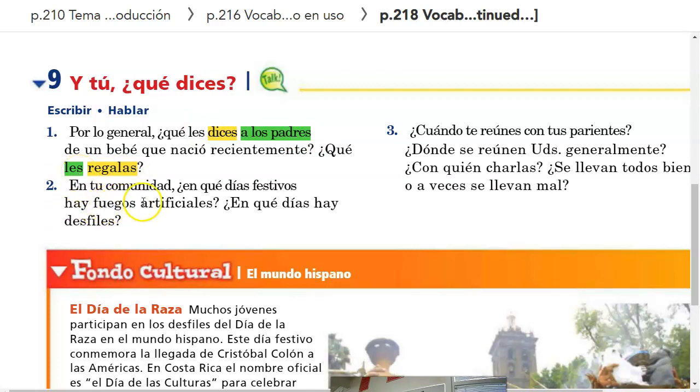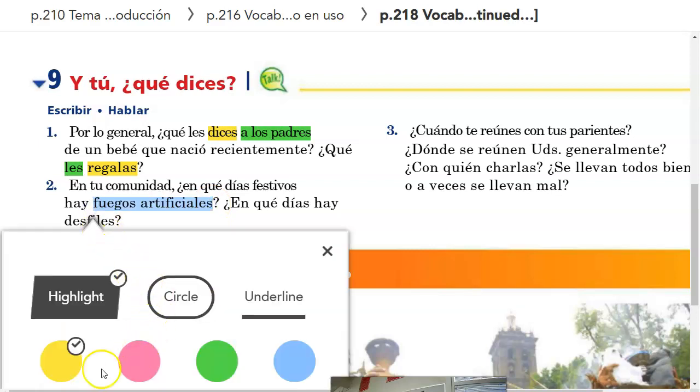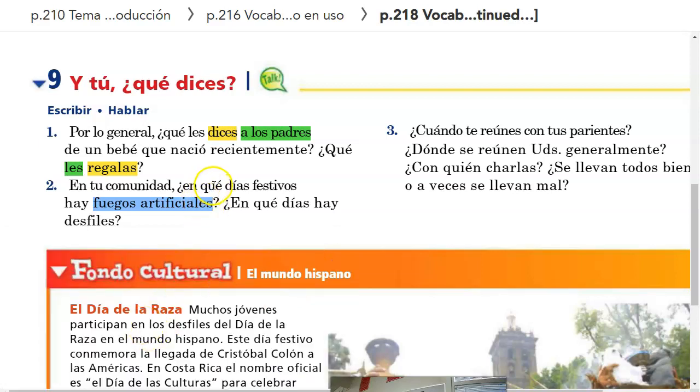Número 2, en tu comunidad, ¿en qué días festivos hay fuegos artificiales? Fuegos artificiales is key vocabulary for this chapter. ¿En qué días festivos hay fuegos artificiales en tu comunidad? In our community, what holidays have fireworks? So, en mi comunidad, that's how you want to begin your response.